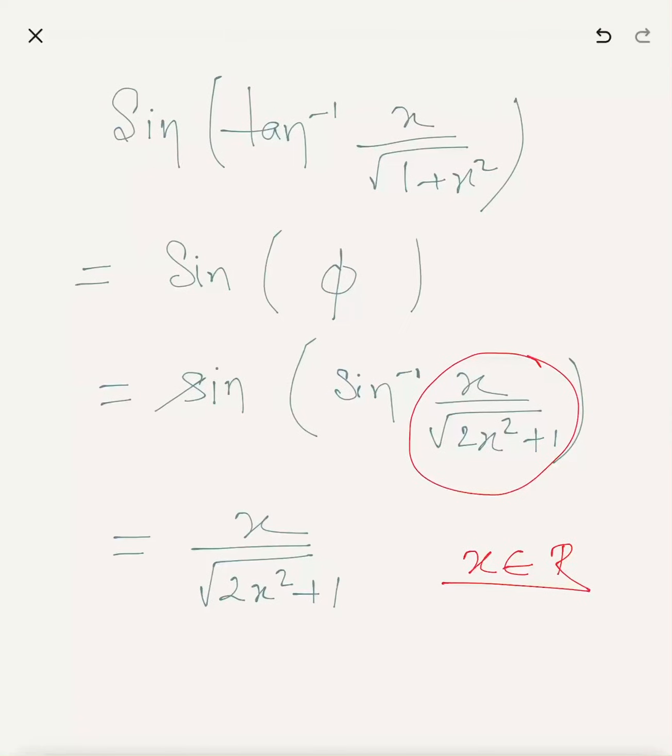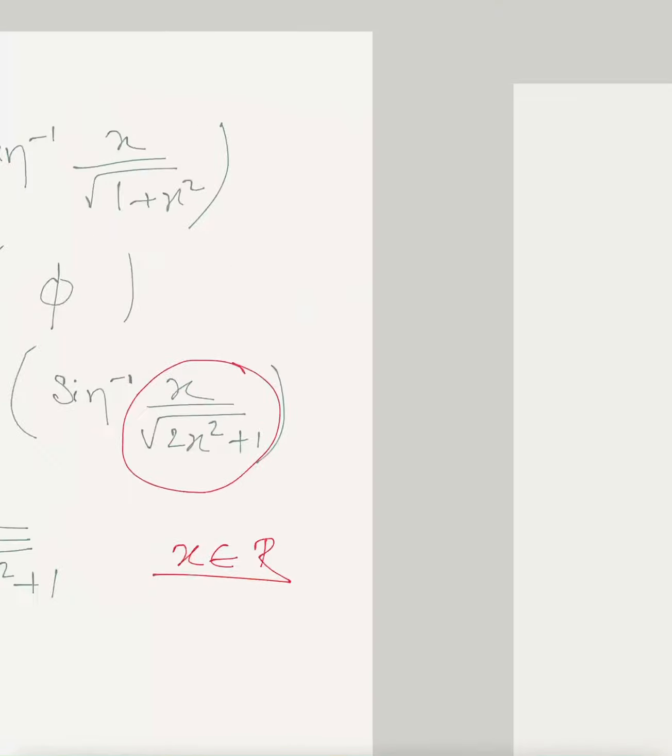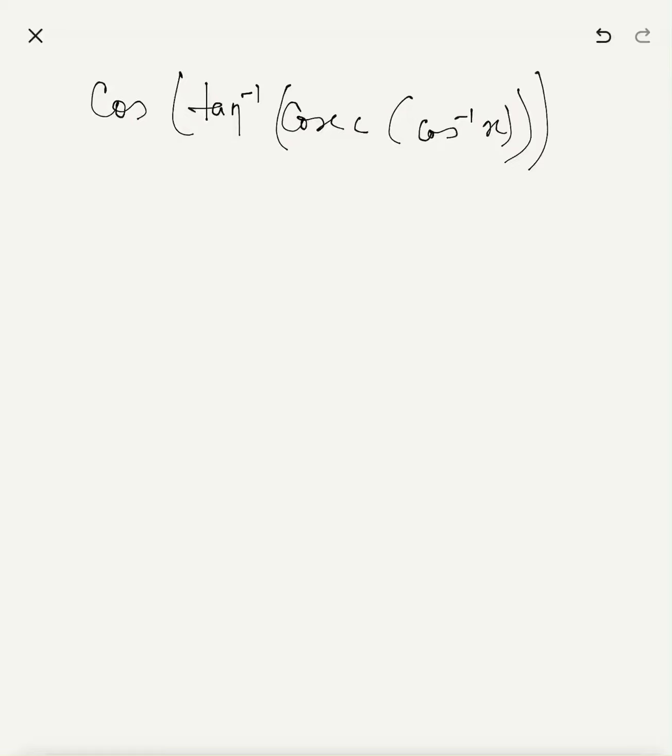Okay, let me do one more question. Again I have to take some new page. See, let us try one more question. Cos of tan inverse of cosec of cos inverse x. Okay, this is your bracket. So let us do it a little bit faster. You have to skip the steps, many steps. Just assume later on you can directly do it. Let theta be equal to cos inverse x.